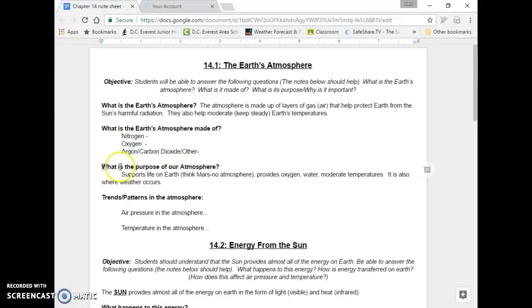Okay. The purpose of our atmosphere I've touched on just briefly. The purpose is to support life on Earth, of course. It provides us oxygen. It provides us water. It keeps the temperatures at a moderate range. And of course, it's also where the weather occurs.